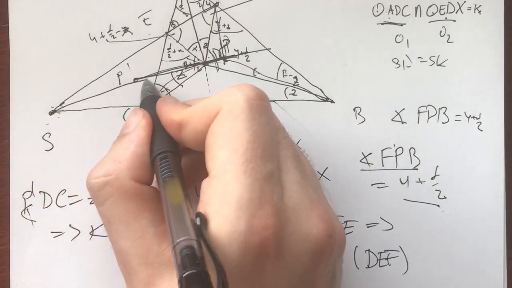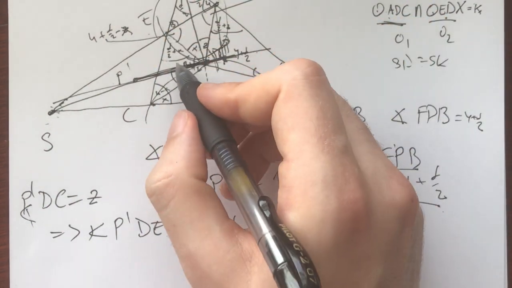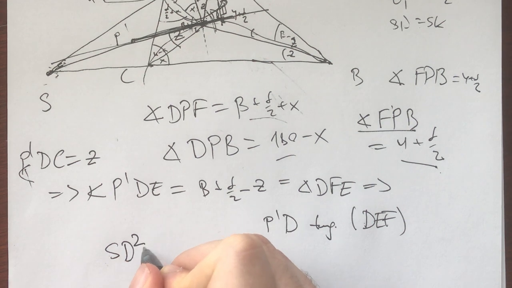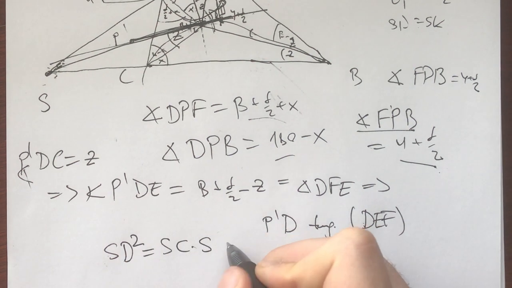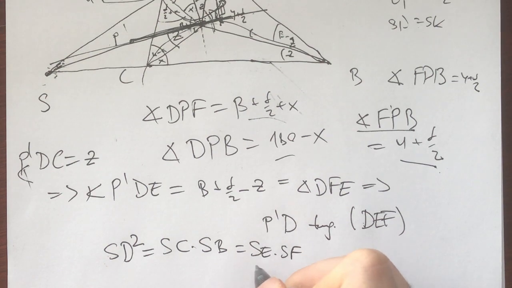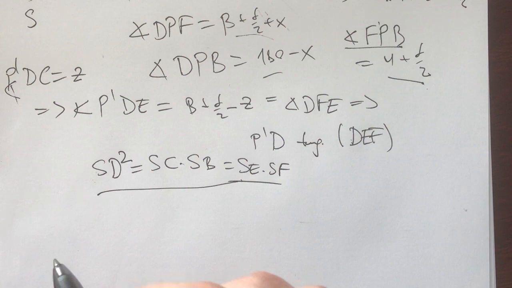So this implies that the tangent of these two circumcircles goes through S, which implies that SD squared is SC times SB is SE times SF. And now writing this would give you the second point in all likelihood for this IMO problem.